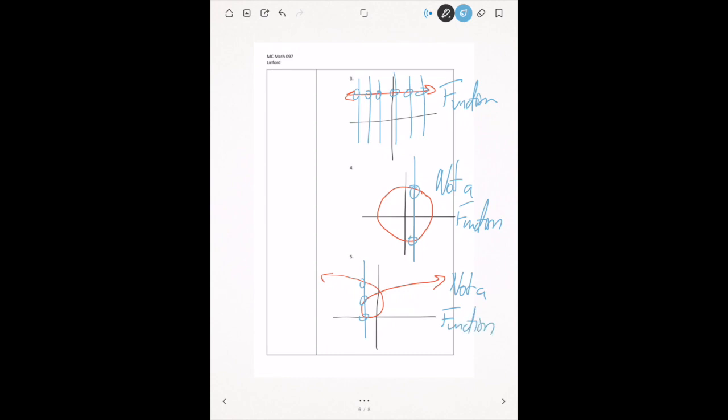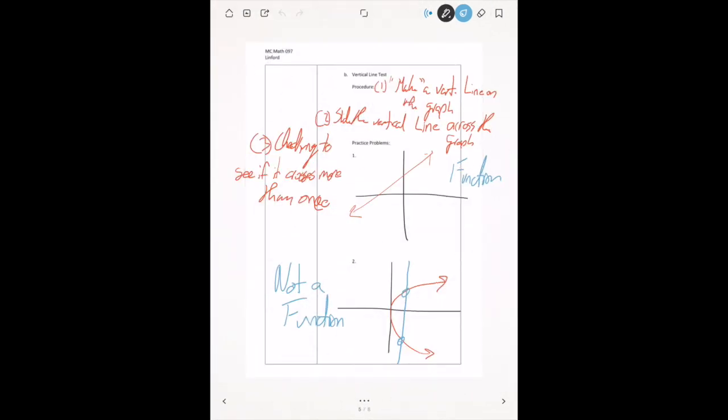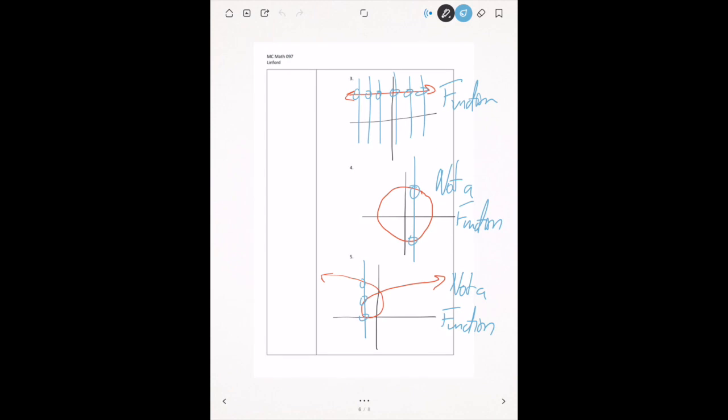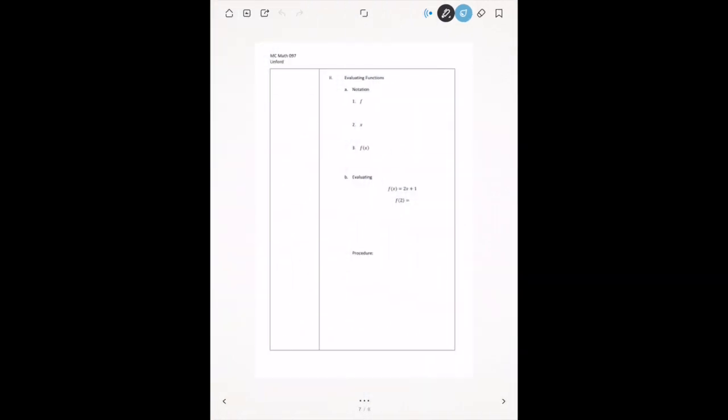The big idea here with the vertical line test is that it's going to basically check if the relation is function-like. That's what it checks. And if it is function-like, then we know we have a function. Again, for the domain, you can just assume for everything we do in class, all these graphs are going to be domain complete.